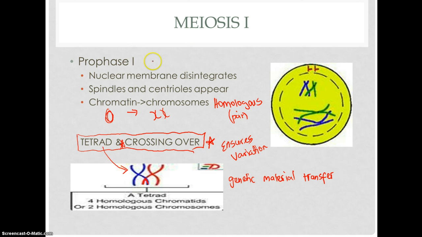So, prophase 1. The first thing that occurs is that the nuclear membrane disintegrates inside the cell. So the chromosomes are just floating around the cytoplasm, and we have chromatin turning into chromosomes. So we have loose genetic material turning into chromosomes. Spindles and centrioles appear to guide the chromosomes throughout the cell. Then a very unique step occurs, the most unique and most important step in prophase 1, which is crossing over.